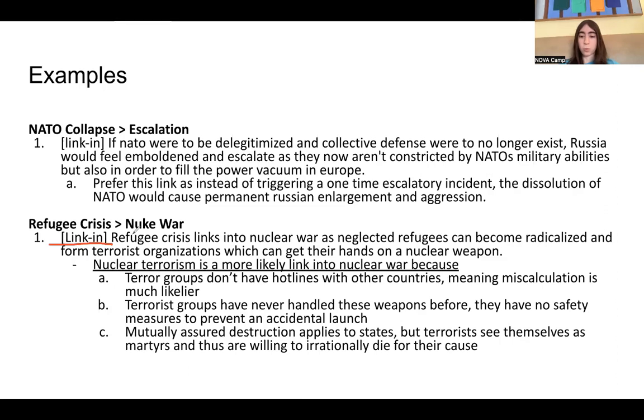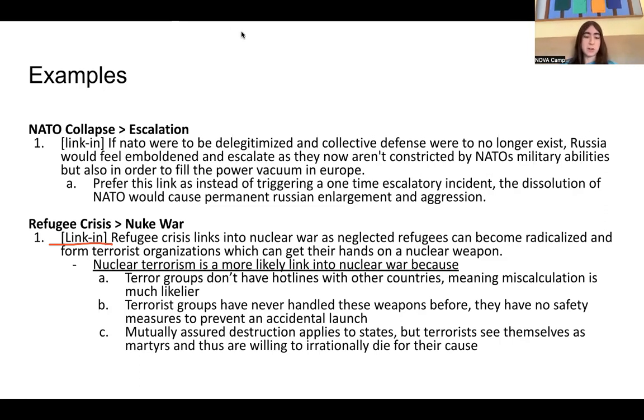I think this could have been better warranted, like why they want to get their hands on a nuke, but regardless, I wrote this a while ago. It's not the best warranting, but the warranting still exists. Let's look at how I weighed this link-in. I said that nuclear terrorism is a more likely, so probability, link into nuclear war, for three reasons. A, terror groups don't have hotlines with other countries, meaning miscalculation is much likelier. B, terrorist groups have never handled these weapons before. They have no safety measures for an accidental launch. And C, mutually assured destruction applies to states, but terrorists see themselves as martyrs and thus are willing to irrationally die for their cause.